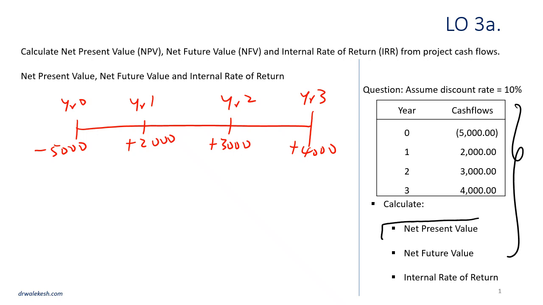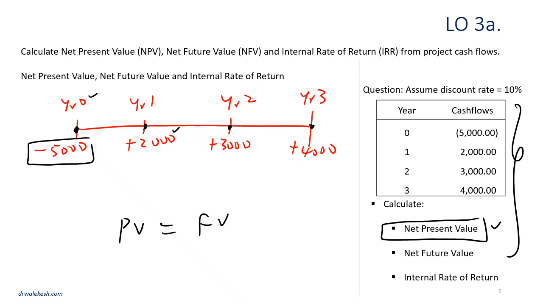So we are getting started with NPV. Fortunately for us, the negative 5,000 is a cash today. So we need to discount this 2,000 back to today, 3,000 back to today, and 4,000 back to today. We recently agreed that future value divided by 1 plus the interest rate raised to power t would give us present value. So we can use that concept here.